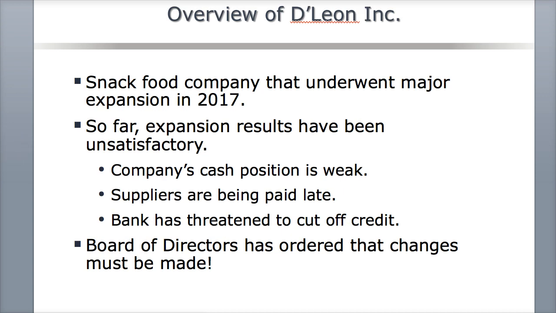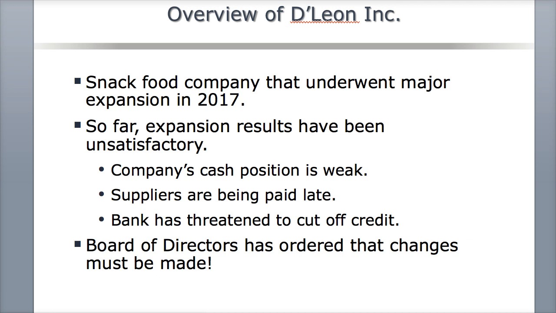We're going to take an example of this company, a snack food company that underwent a major expansion in 2017. So the expansion has been not the greatest. The company has a weak cash position, suppliers are getting paid later and later, and the bank has threatened to cut off credit. So the board of directors has ordered that some changes need to be made to this company.